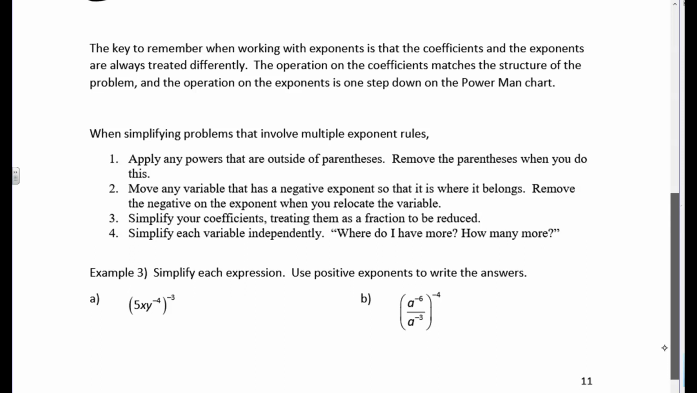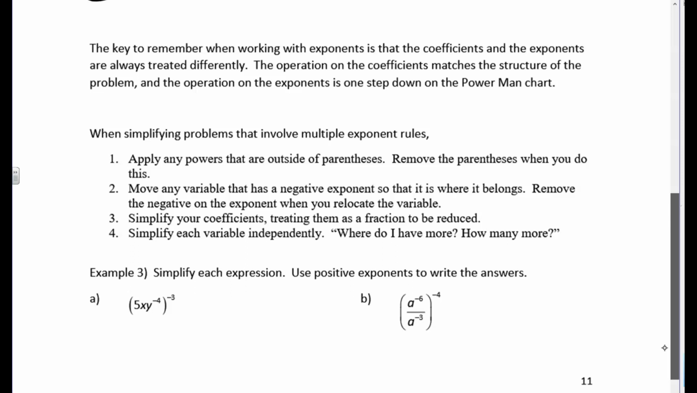When simplifying problems involving multiple exponent rules, one, I want you to always apply any powers that are outside of the parentheses first, and then drop the parentheses once you do that. After that, I want you to move any variable that has a negative exponent so that it is where it belongs. And once you move it, you remove that negative on the exponent when you relocate the variable. Then you're able to simplify your coefficients, treating them as a fraction to be reduced. And then you're going to simplify each variable independently. And always ask yourself, where do I have more? How many more? What else could I do?